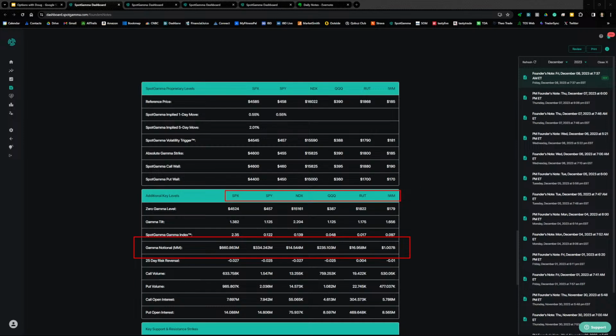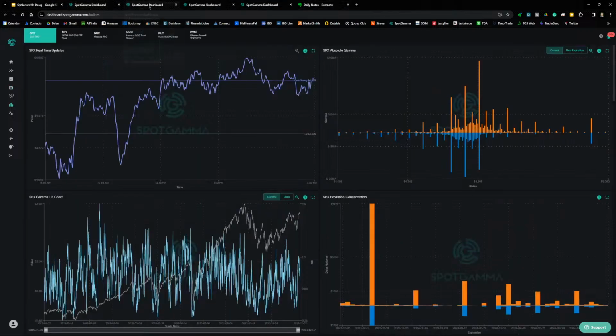Again, all these numbers are positive. So market makers' position on the gamma curve is positive for S&P 500, NASDAQ, Russell 2000. These numbers all shifted higher from yesterday. SPY gamma notional and QQQ gamma notional were both negative yesterday, and now they have shifted back to positive. All right, let's take a look at the Vanna model to get a sense of, or a graphical representation of what that may mean.